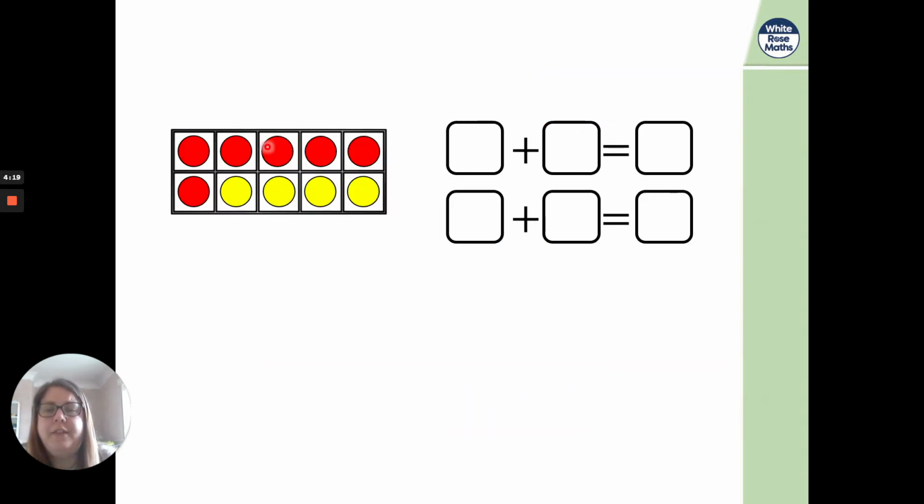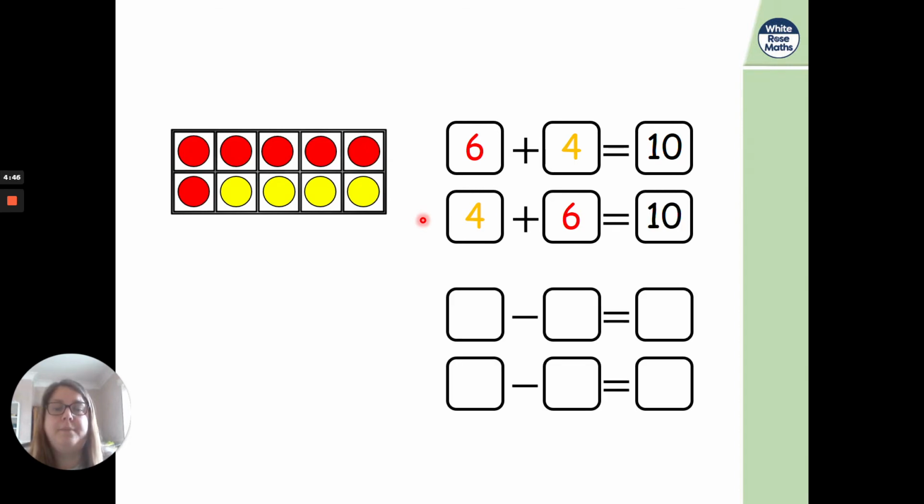So let's have a look at this tens frame. Here we've got 6 red counters and 4 yellow counters. And what does 6 add 4 make? It makes 10. Well done. Can you write the other number sentence to match this one? Pause the video and have a go. I think you can do that. So we would just switch the numbers around, wouldn't we? And it would be 4 add 6 equals 10. Well done if you did that.